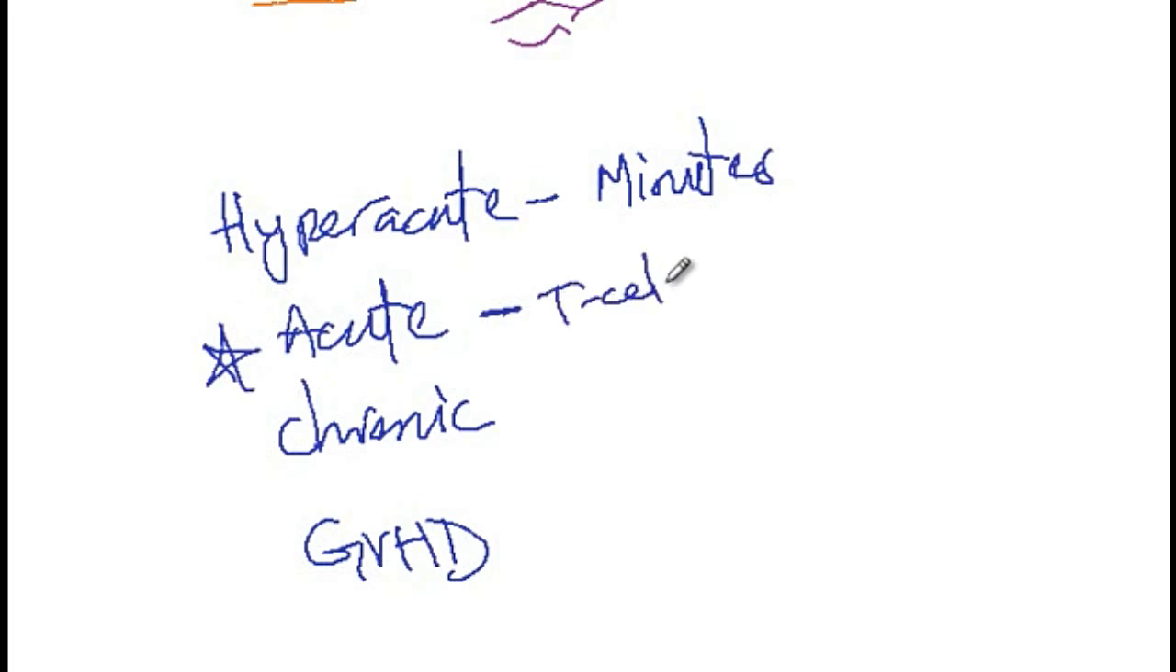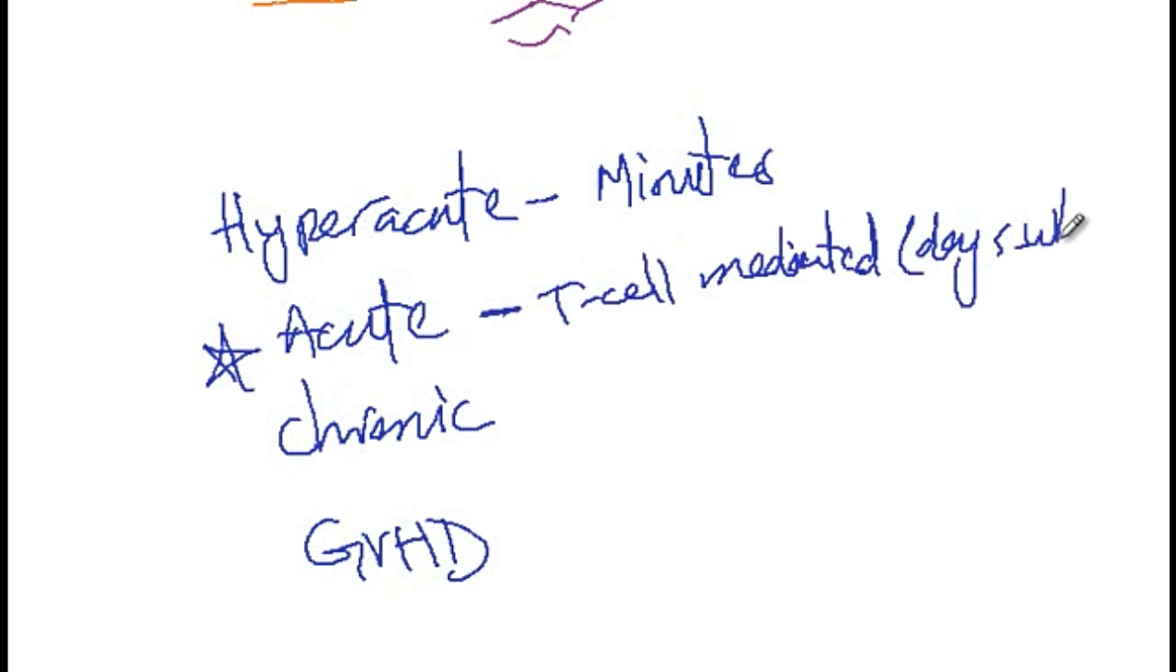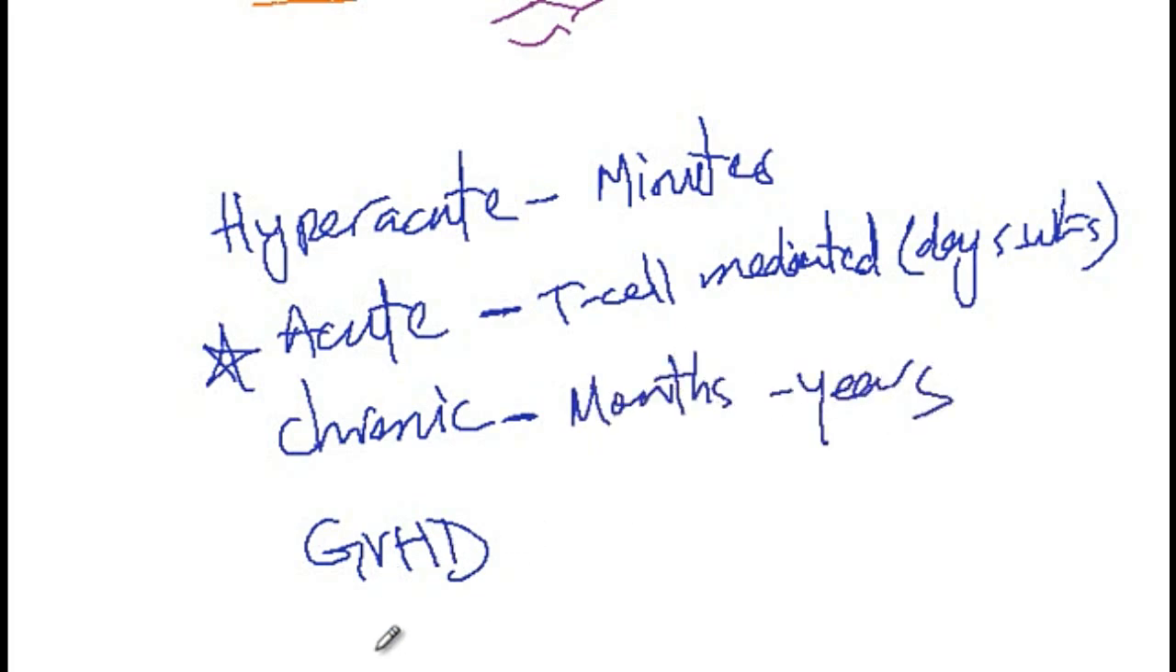So this is T-cell mediated and can take days to weeks. With chronic, there is fibrosis of the blood vessels of the graft, which will eventually cause the necrosis of the graft tissue. And this usually takes months to years. And then finally, in graft versus host disease, the donor bone marrow will start to make T cells against the host cells. And thus, this is also another T cell mediated reaction.